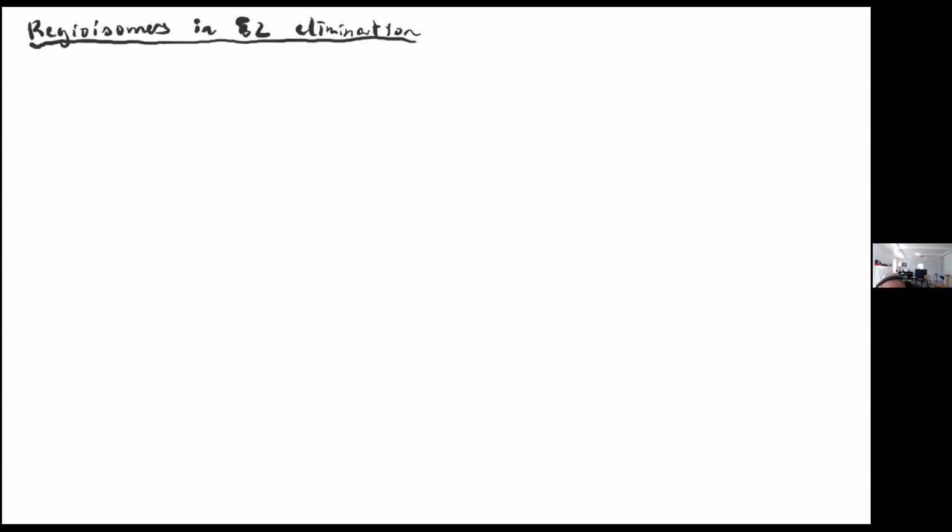And so let's say that I have a substrate like this. I've got an alkyl bromide, and I've got two methyl groups attached at the alpha carbon. And then I'm going to put an ethyl group in at the beta carbon. Okay.